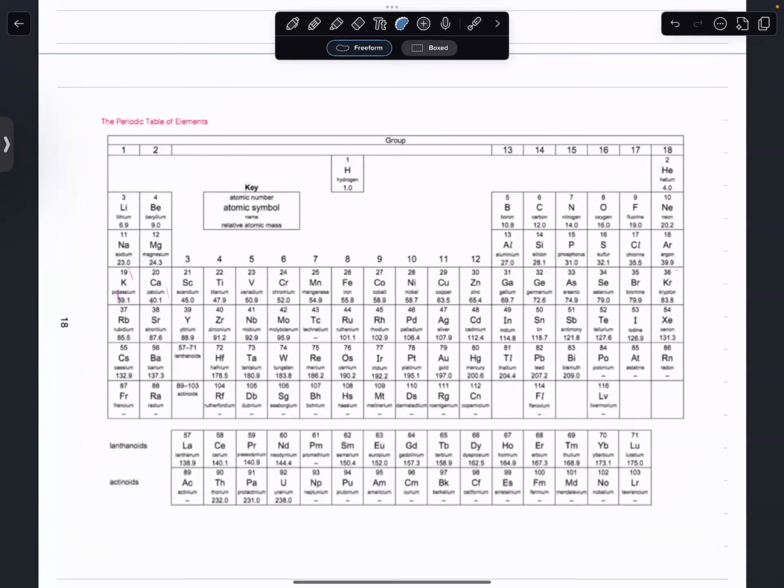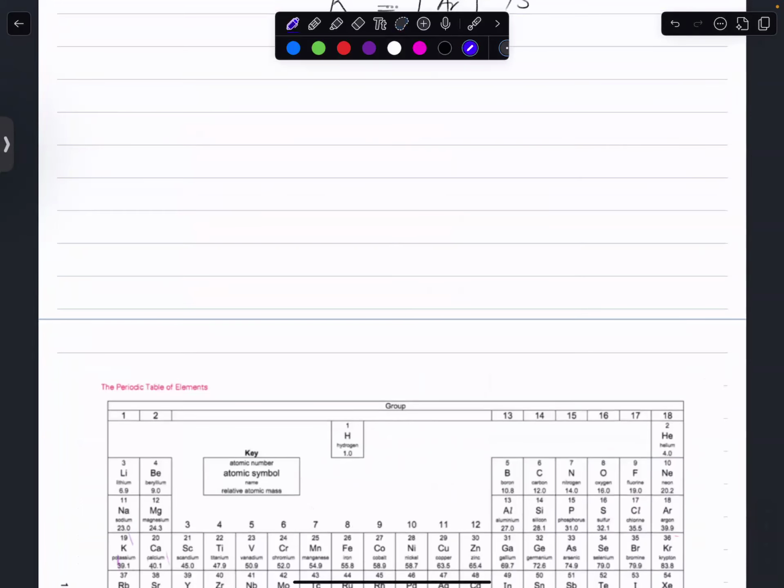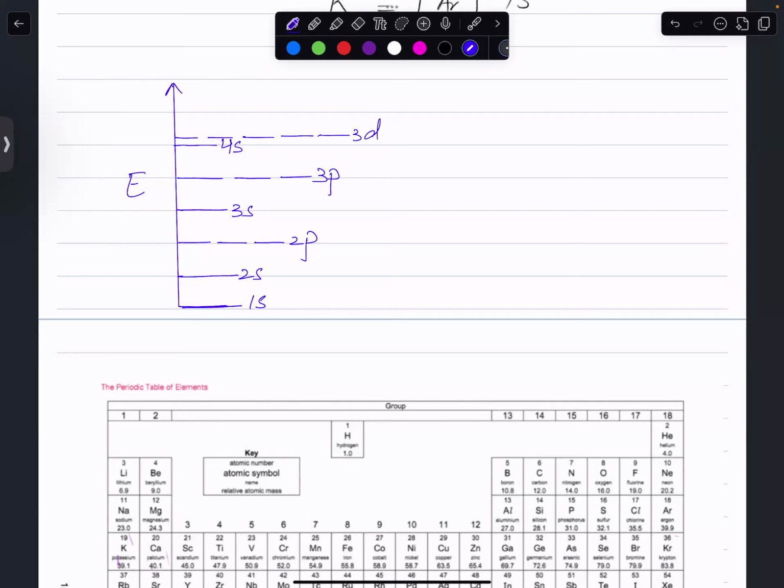Now look. What is the pattern? What is the energy profile? So what is the lowest energy? Ground state. It's 1s. Then 2s. Then 2p. Then 3s. Then 3p. Then 4s. But one important point: the 4s and the 3d are very close.